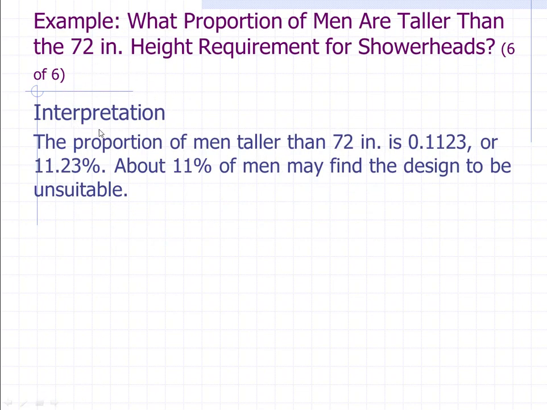And we need to interpret it, and we want to put it in a sentence. The proportion of men taller than 72 inches is about 11.23%. Or about 11% of the men may find the design of that standard 6-foot high shower head to be unsuitable.